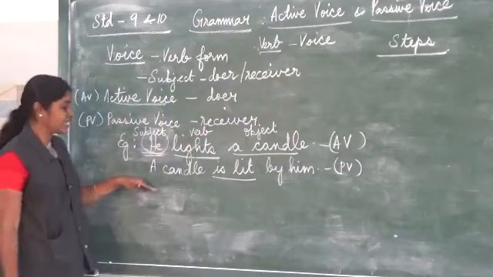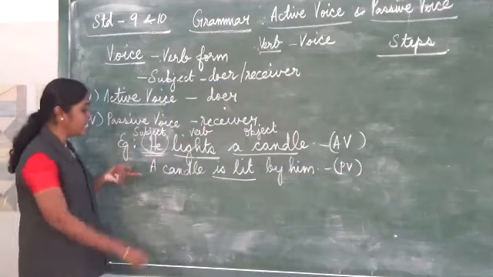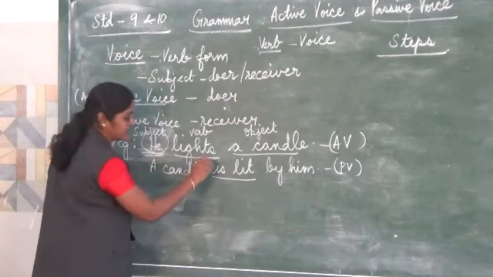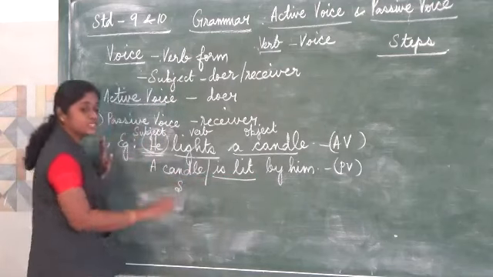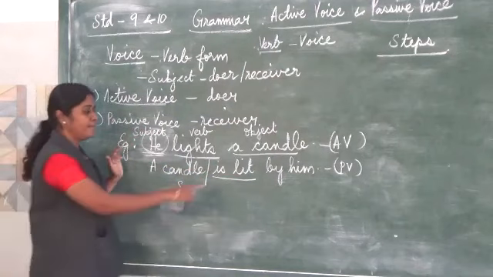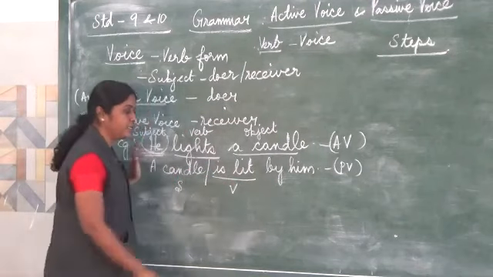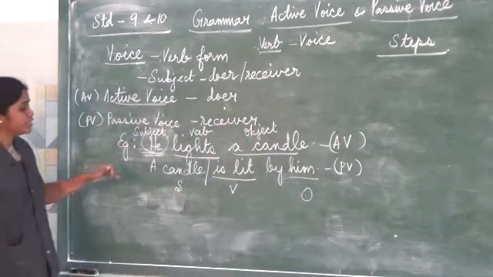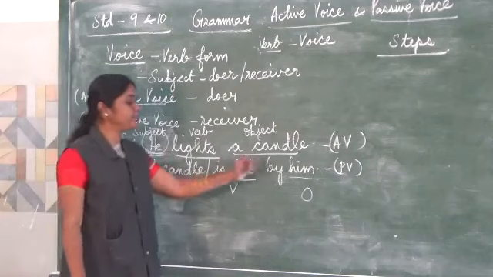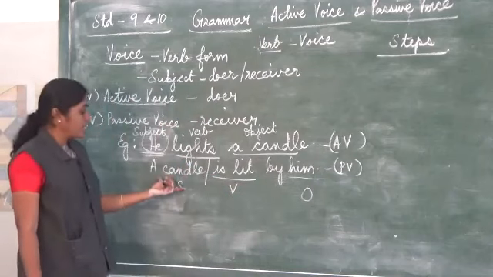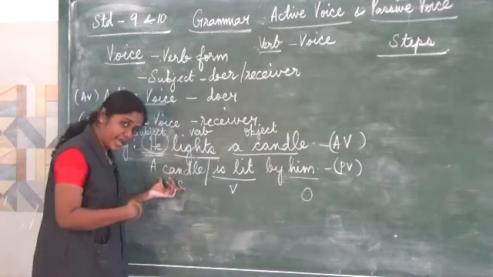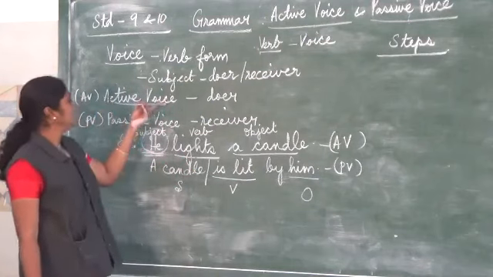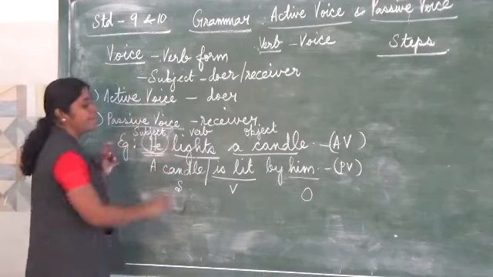Now, come to the second one, that is the answer, the passive form. A candle is lit by him. Now, if you see in this sentence, this is the subject. Clear? Here again, this is the verb. Here, this is the object. Is it clear? Now, a candle is lit by him. Candle is receiving the action. So, in a sentence, if the subject is receiving the action, then we call that sentence as passive voice.